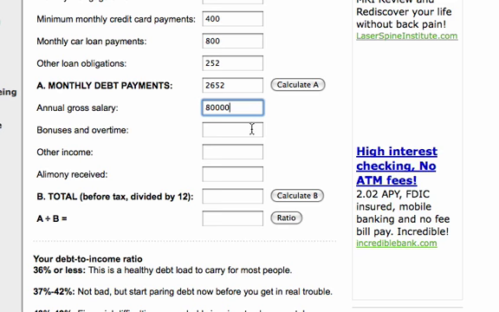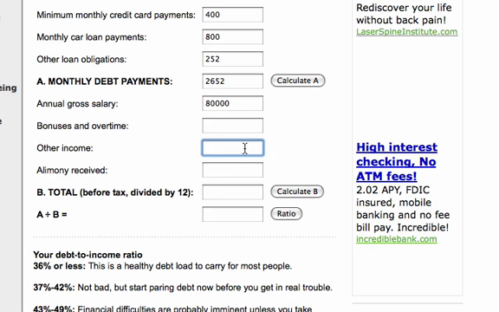You put that in, and then if you had any bonuses or overtime for the year, you put that in. Any other income, I suppose, if you have a large amount of investments and you're getting income there, or if you have a second job, anything like that, you'll add that in, and then alimony received, you'll put that in. So if we do a calculate B after we have all of that in, then it's going to tell us here's your monthly income. This is your gross monthly income, okay?